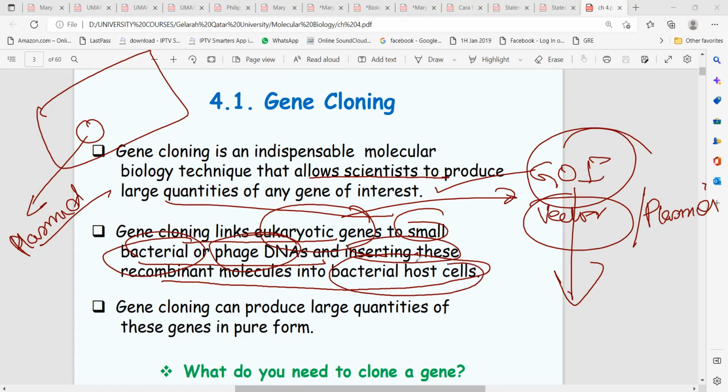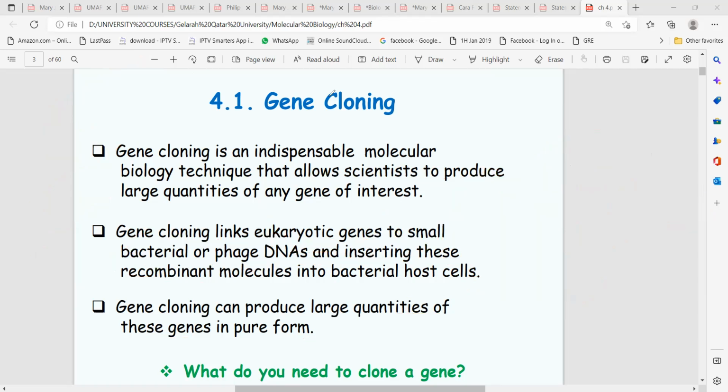So we are using bacterial host cells. Why are we using this? To produce a larger quantity of our gene of interest. Gene cloning can produce large quantities of these genes in pure form. Okay. Clear? So what do you need to clone a gene?